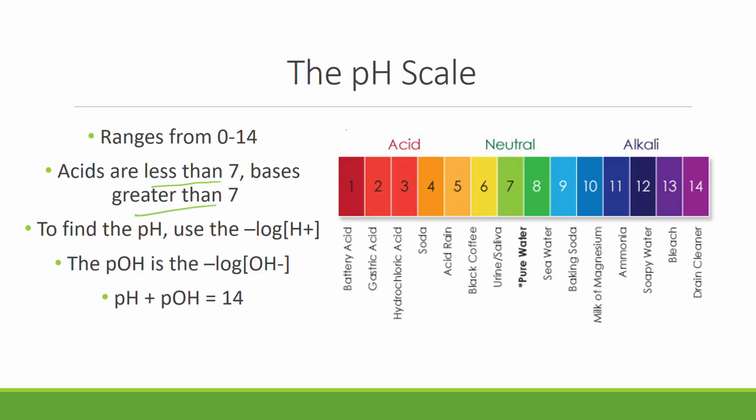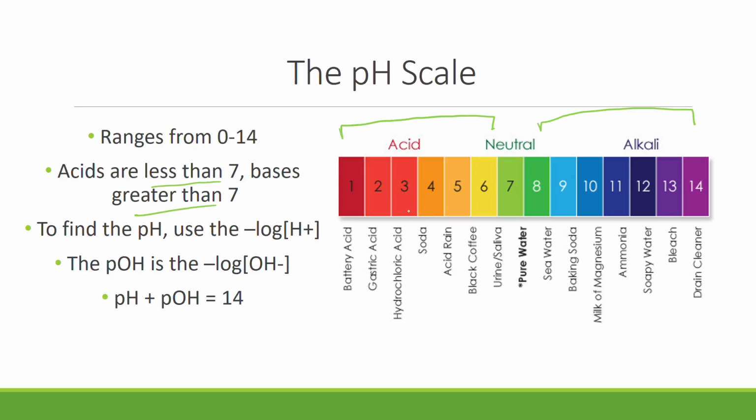So acids are in this range, so 1 to 6. And then neutral is considered pure water. And then bases are very alkaline, and they're going to be all the way over here. So from 8 to 14.